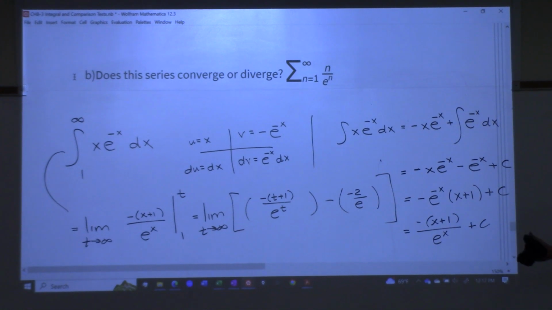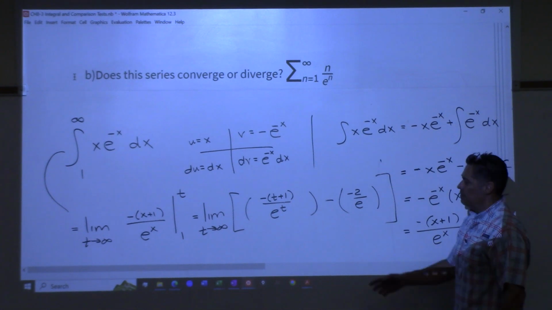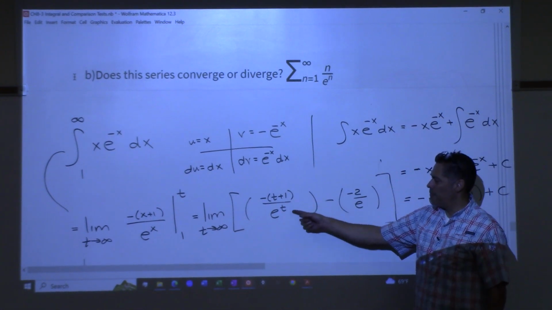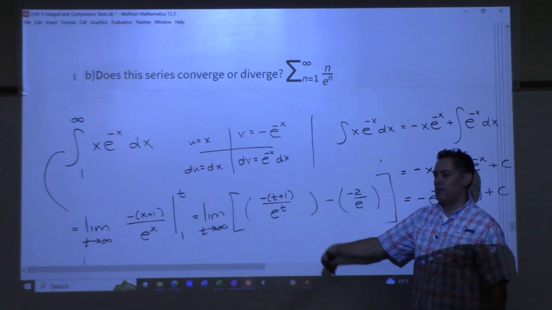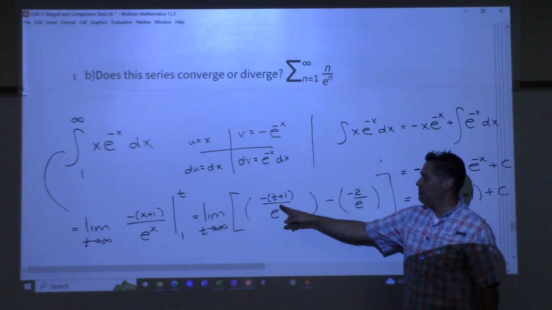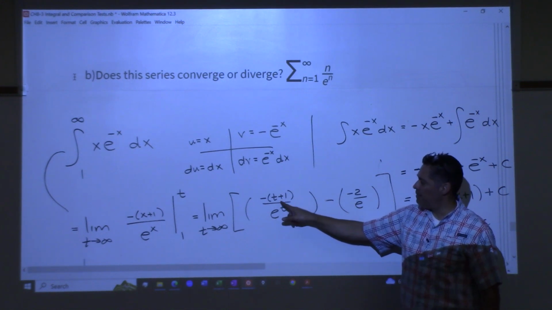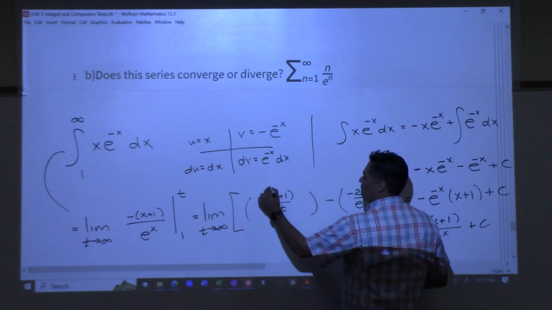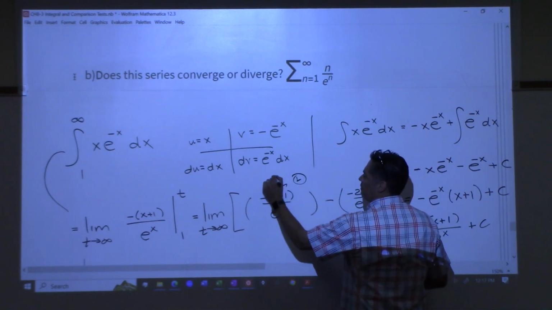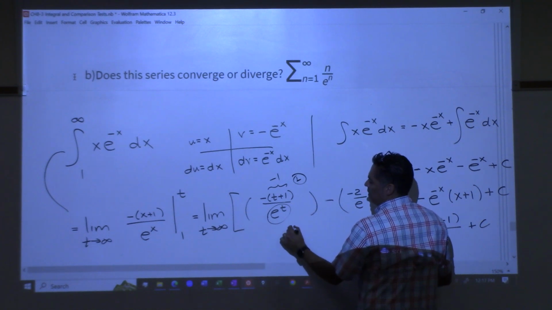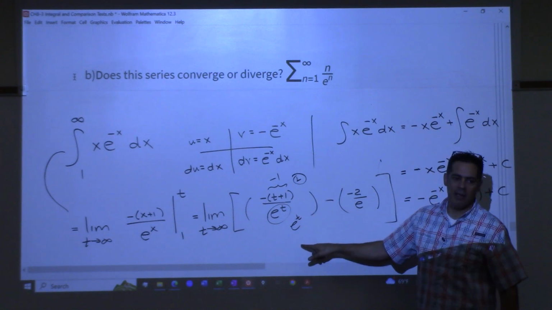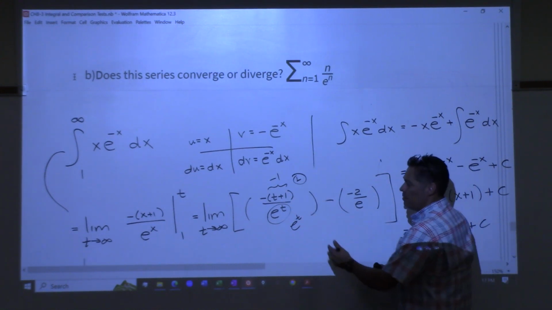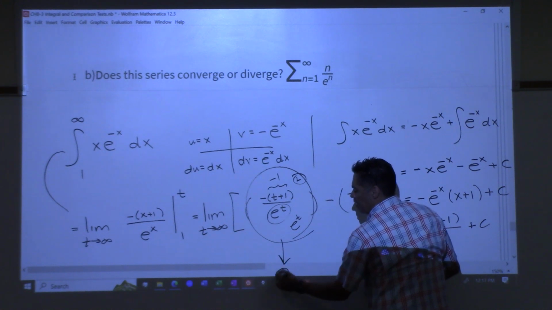Questions here? We're all good? Let t go to infinity. What happens here? Infinity over infinity? Negative infinity over infinity. So L'Hopital. Do L'Hopital on this. Derivative of the top is what? Negative 1. So after L'Hopital, this will be negative 1 up top, and then what's the derivative of this? e to the t. And now run your limit again. You get negative 1 over infinity, which is going to be 0. So this whole thing goes to 0, doesn't it?